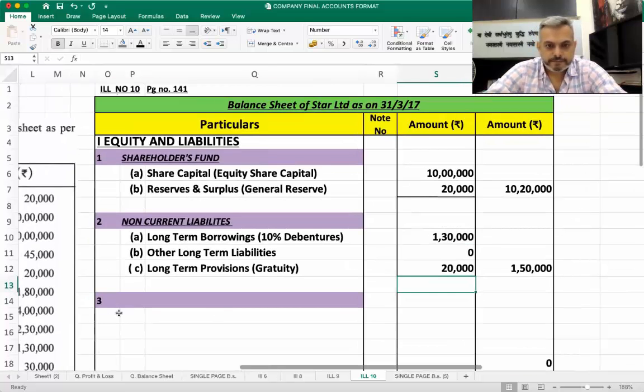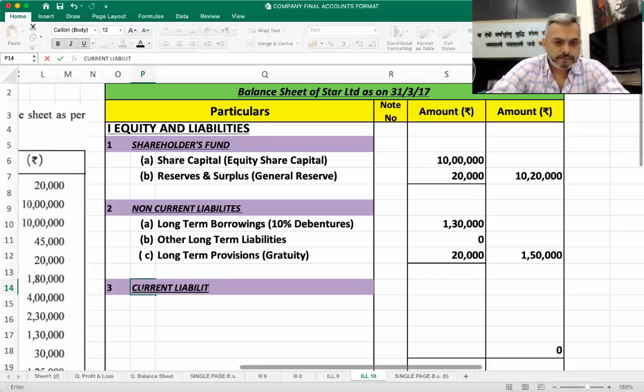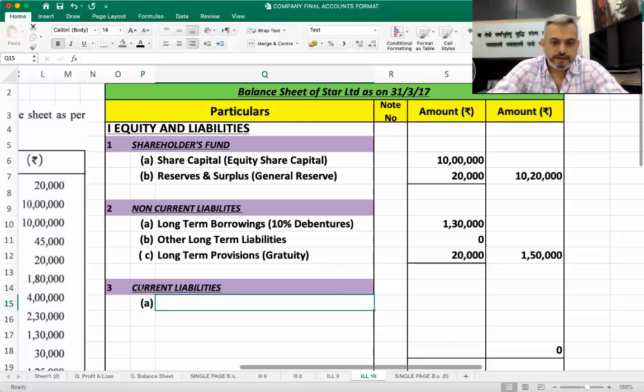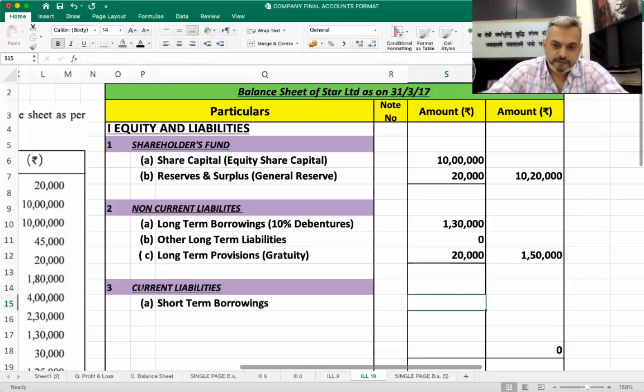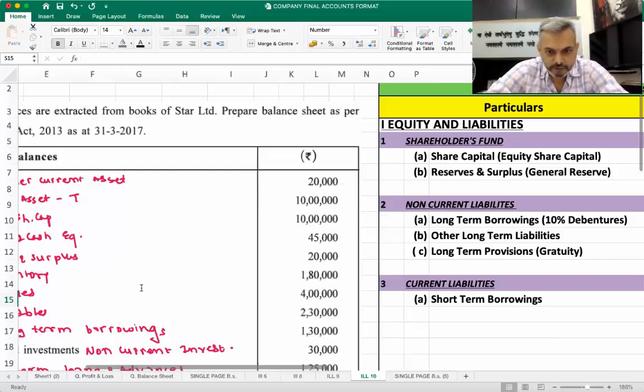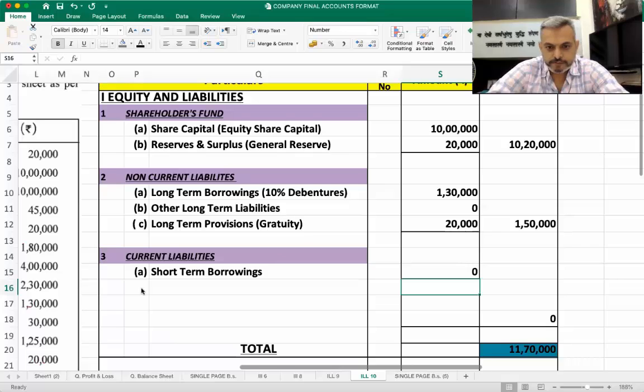Next, third, current liabilities. Now in this, short-term borrowings. See, non-current liabilities, we had long-term borrowings. So in current liabilities, we started with the short-term borrowings, which let's check out. Do we have anywhere short-term borrowings? No. So keep it dash or zero.